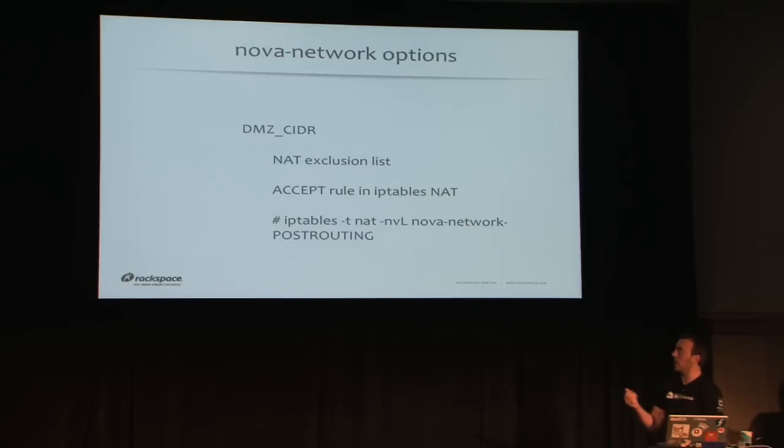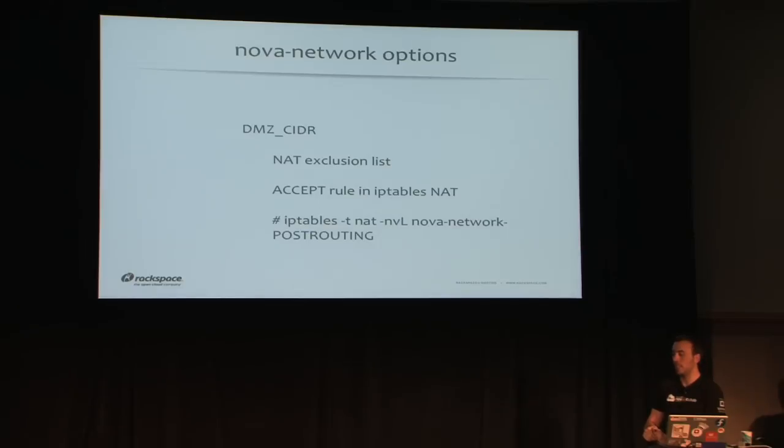All right, so DMZ CIDR is exactly what I was just talking about. It is basically a NAT exclusion list. It is an accept rule in your iptables NAT chain. It is actually a bunch of accept rules, so as you grow this, that chain gets longer and it's more accept rules. It is further up in the process, before some of the SNAT rules get applied.